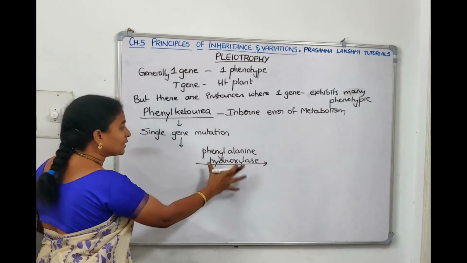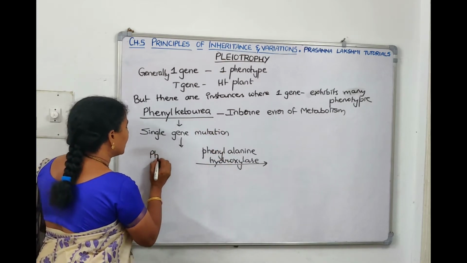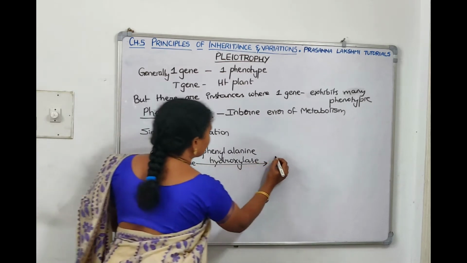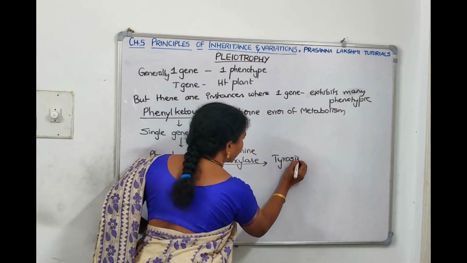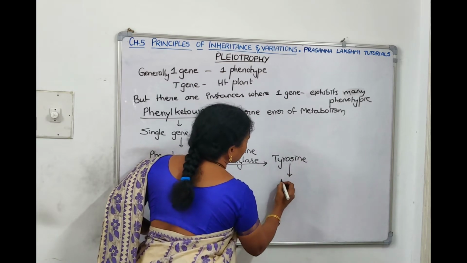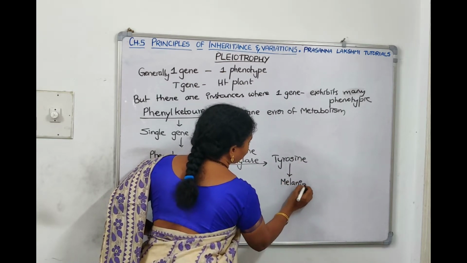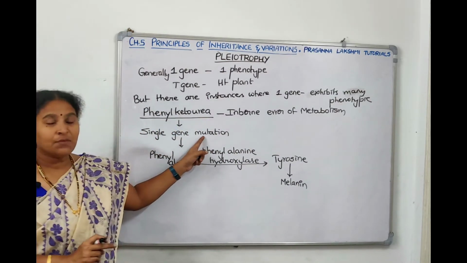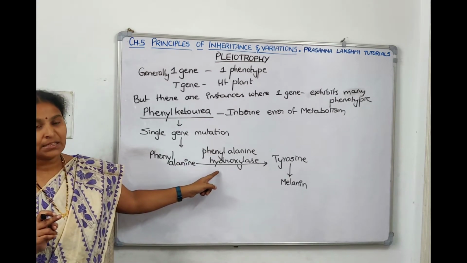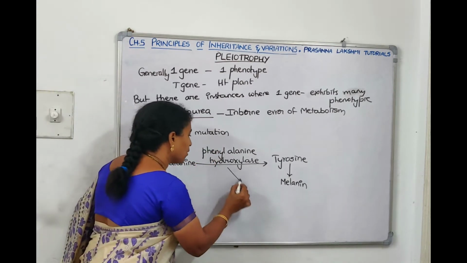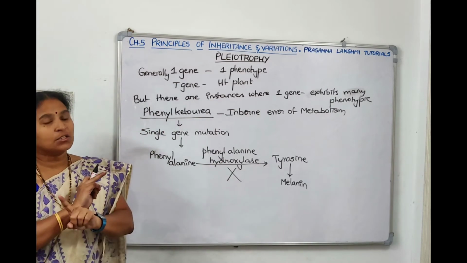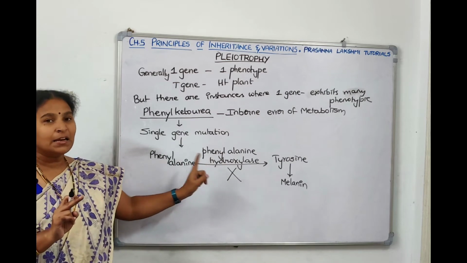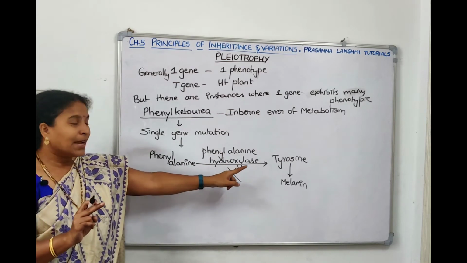So what happens if this enzyme is made? Then the phenylalanine molecule, an amino acid, gets converted to tyrosine, and tyrosine will be further converted to melanin. In this manner it happens. Now if there is a defect in the gene which codes for phenylalanine hydroxylase, then phenylalanine hydroxylase is not synthesized. If it is not synthesized, then phenylalanine cannot be converted to tyrosine, so tyrosine is not made.